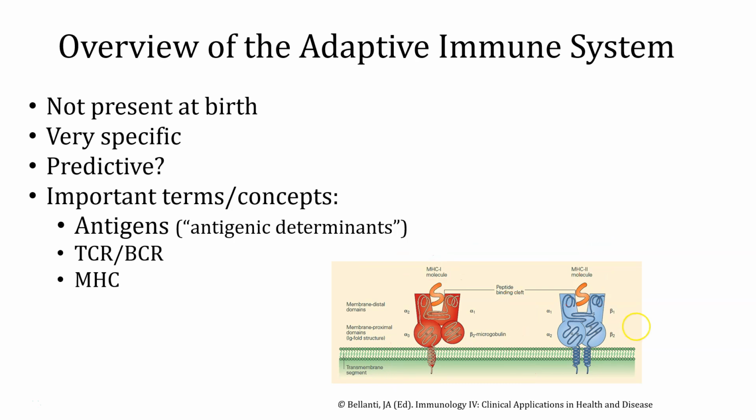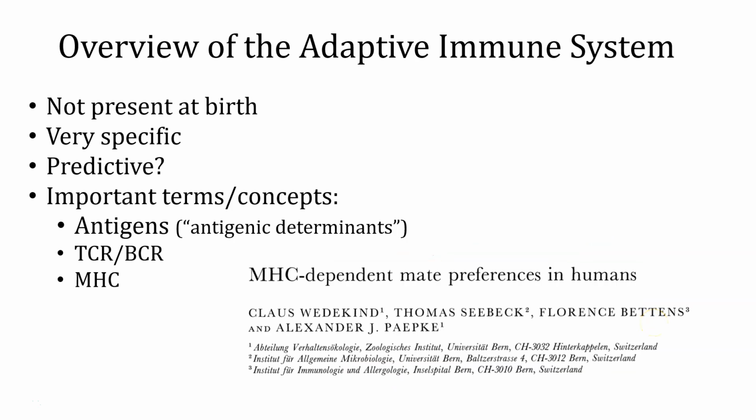But one thing I like to point out is this famous experiment. You can't quite get through a lecture in immunology without bringing up this experiment. This was done in 1995 by Klaus Wedekind, who was the leading investigator on this subject. This is sometimes referred to as the sweaty t-shirt experiment.